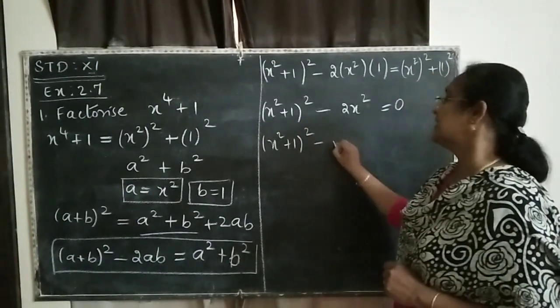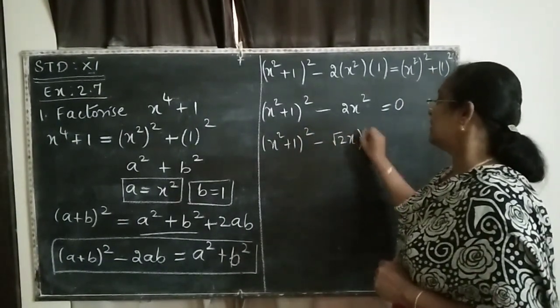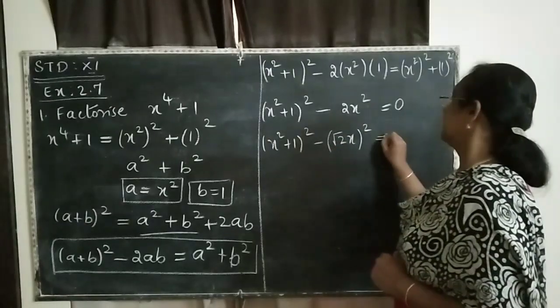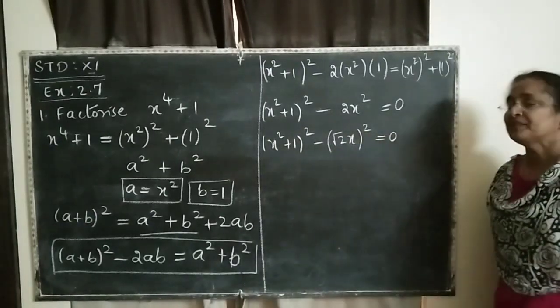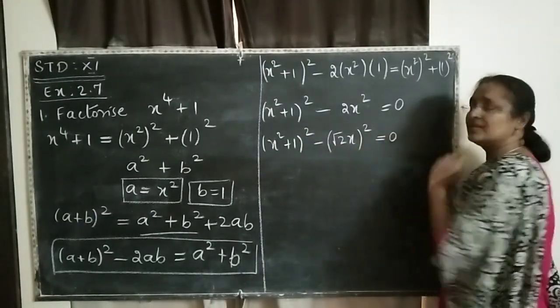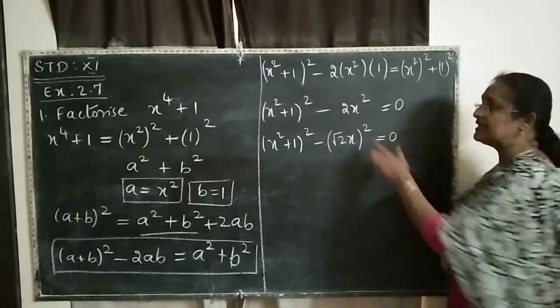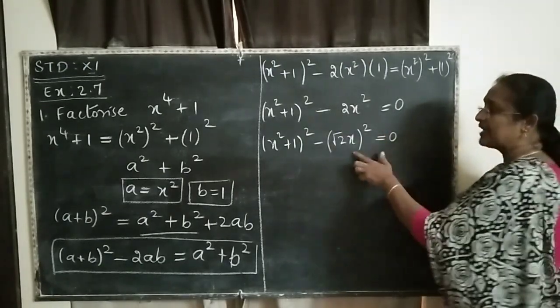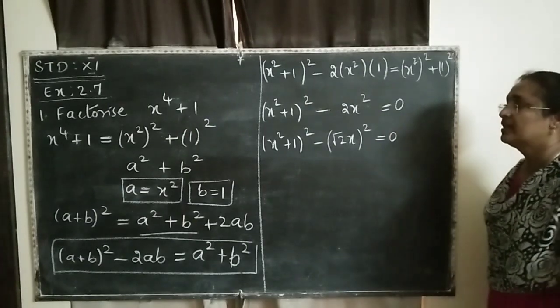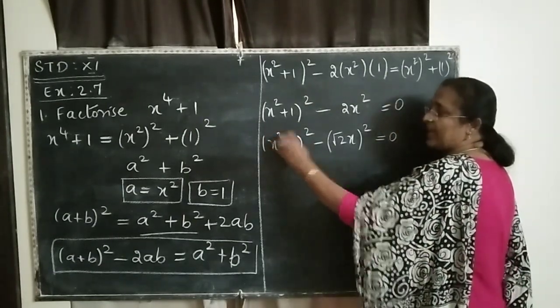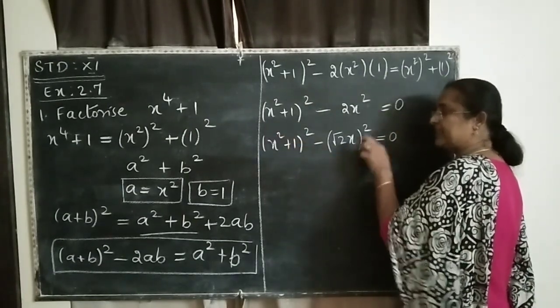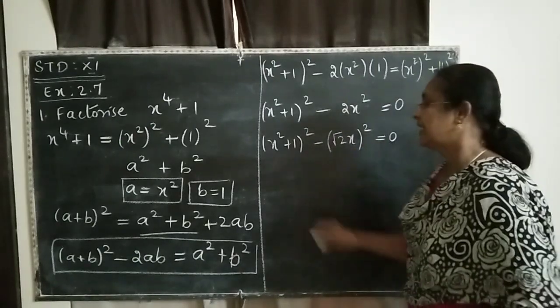x squared plus 1 the whole squared minus root 2x the whole squared is equal to 0. Can we write it like that? See, what is root 2 the whole squared? Root 2 the whole squared is simply 2. Now x squared is x squared. Now look into this. So, has the a the whole squared minus b the whole squared format come? Yes or no?